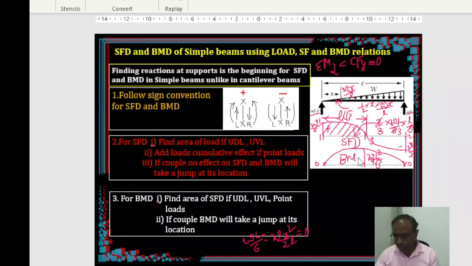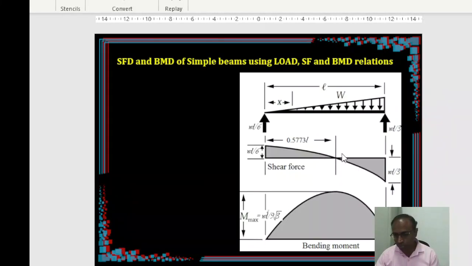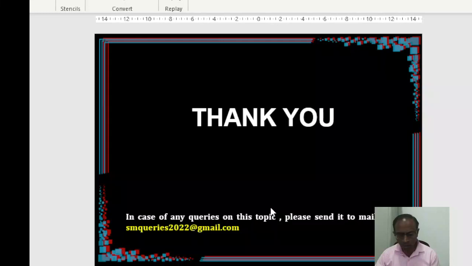So using this relationship, you can simply draw even if the loading is very complicated. Of course, all these are basic loadings that we are using. This is the diagram drawn exactly to scale; you can have a look at it. The same values are plotted to the exact scale: WL by 6, WL by 3, and WL square by 9 root 3. This is a quadratic curve, and this is a cubic curve. So that's the way of constructing the shear force and bending moment diagrams for uniformly varying loads and triangular loads. Thank you.